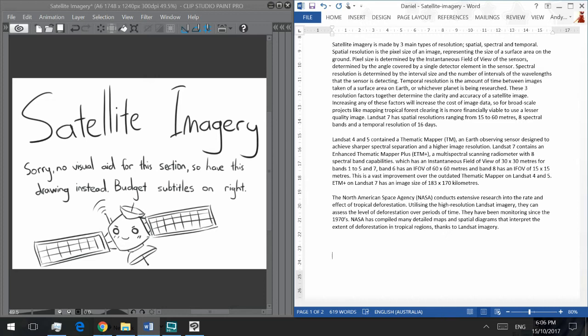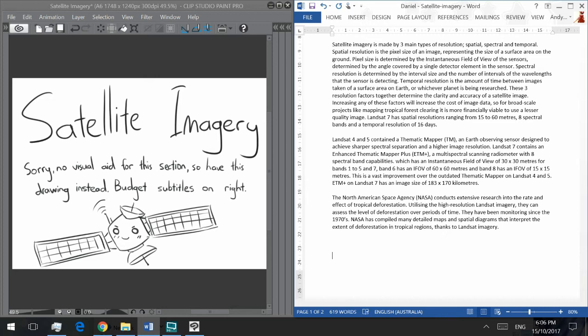Spectral resolution is determined by the interval size and the number of intervals of the wavelengths that the sensor is detecting. Temporal resolution is the amount of time between images taken of a surface area on Earth, or whichever planet is being researched. These 3 resolution factors together determine the clarity and accuracy of a satellite image. Increasing any of these factors will increase the cost of the image data, so for broad-scale projects like mapping tropical forests clearing, it is more financially viable to use a lesser quality image.